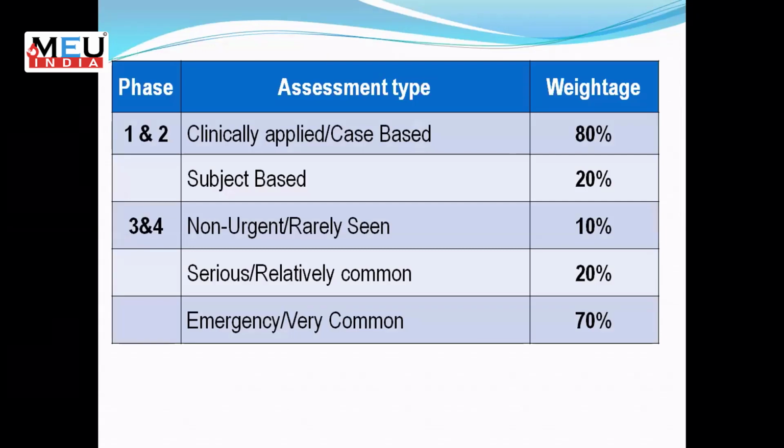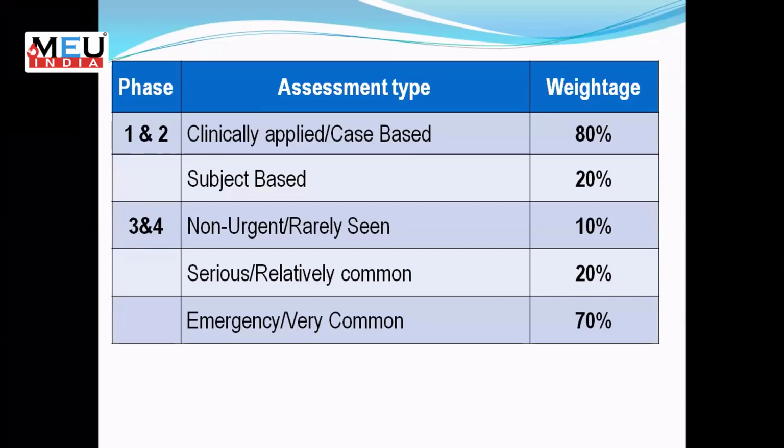In the MCI document, it's very clearly given what weightage is to be given to the different components of the assessment. In phase 1 and 2, we can give the weightage by assessment type. It could be clinical or case-based, and subject-based. So how much importance?